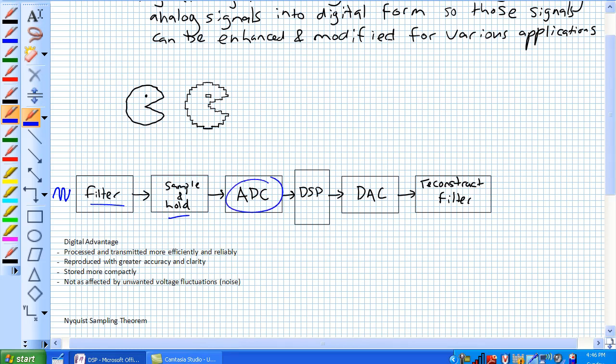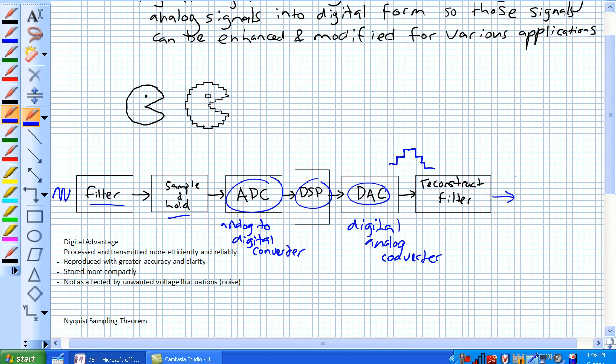And we've got this thing called an ADC, analog to digital converter. And finally, it goes into the DSP, where it can be enhanced and modified for the various applications. And then we've got the exact opposite, the digital to analog converter. And then we've got our reconstruction filter, because what comes out of the DAC is something equivalent to our Pac-Man there, with kind of pixelated edges. And our reconstruction filter can smooth that out for us.